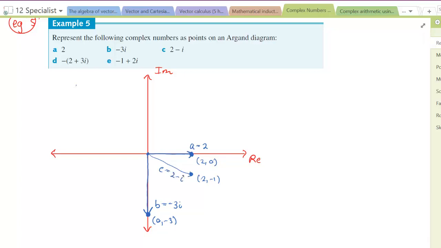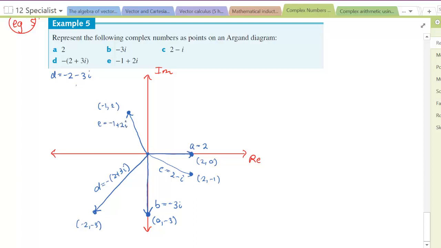When we look at D, we've got negative 2 plus 3i, which D can be rewritten as negative 2 subtract 3i. So that means we have negative 2 in the real and negative 3 in the imaginary. So negative 2, negative 3 is a coordinate. And here we have D is equal to negative 2 plus 3i. Finally, E is negative 1 plus 2i. So it means we have negative 1 in the real and 2 in the imaginary. And so that means our E is equal to negative 1 plus 2i. Okay. Drawing complex numbers on an Argand plane is as simple as that.